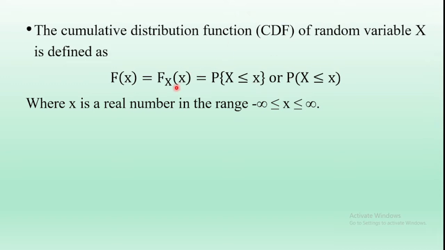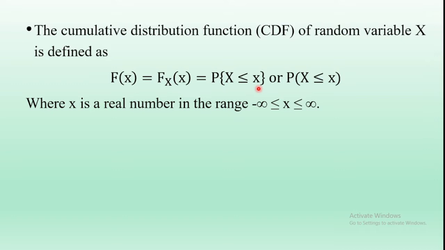This equation is the mathematical definition of the probability distribution function or cumulative distribution function. The right hand side of the cumulative distribution function formula represents the probability that the random variable capital X takes a value less than or equal to small x. That is the definition and mathematical expression of the cumulative distribution function or probability distribution function.